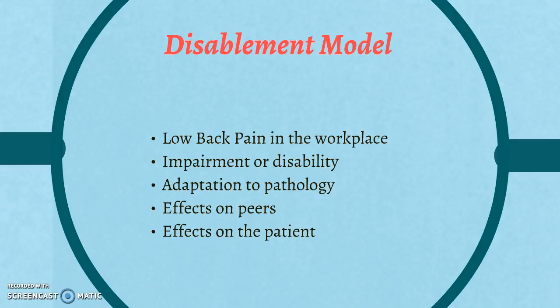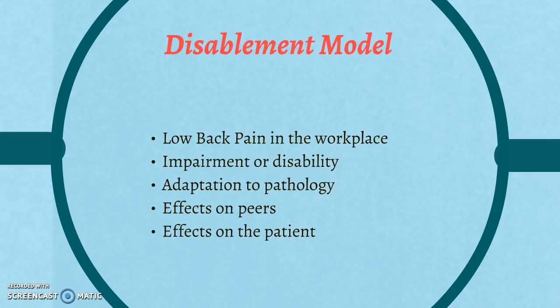Impairment and disabilities. So can the person fully perform each work task, or do they have an inability? So adaptations to each pathology, like low back pain. So do they need a protective limitation for the specific task that they have been assigned? Or is there another task that they are able to do safely rather than provide a protective limitation?